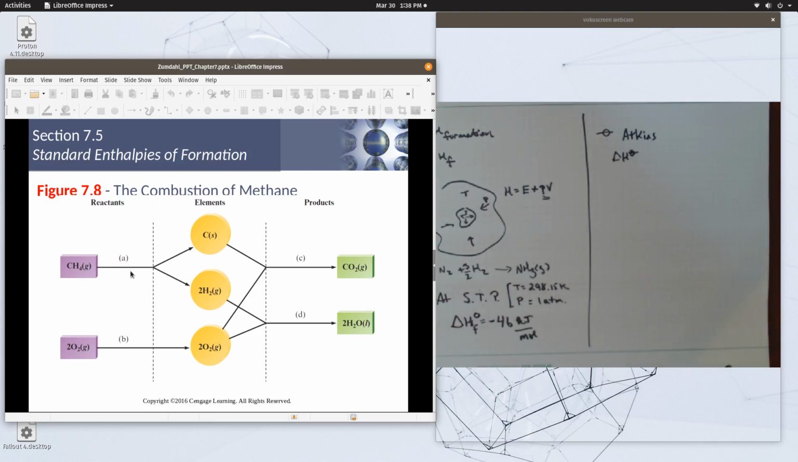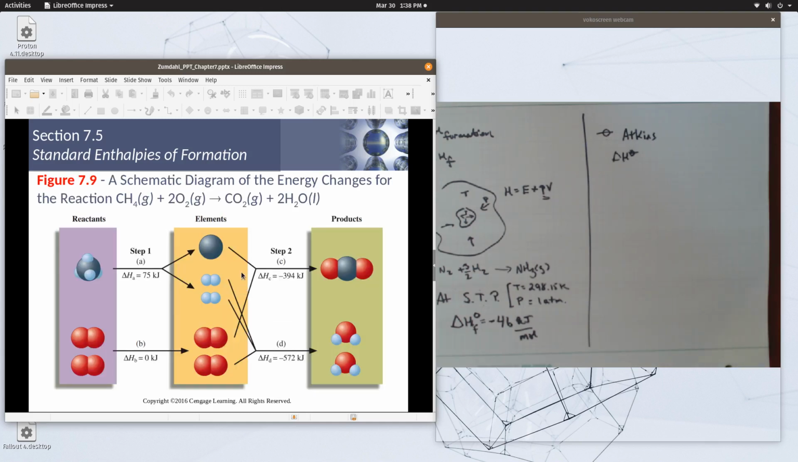I can break it down. I can take methane. This is the heat of formation of methane, and the heat of formation of O2. Well, O2 gas is already in a standard state, and I can combine that to get these products. Okay, so step one, for example, is to break these things down, in a sort of schematic diagram, into its constituent elements. So a carbon and 2 hydrogen molecules.